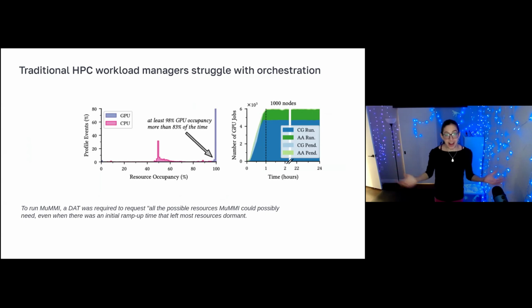So why didn't this work well? Well, it's not that it didn't work well, but why wasn't it optimal in terms of resource utilization with traditional HPC? The answer is because they struggle with orchestration. So in order to run MuMMI, a DAT was required to request all of the possible resources that MuMMI might need in its entirety of running time. And so what that meant, if you look in the plot to the right, is that there's an initial hour of ramp-up time where MuMMI couldn't use a large portion of the resources that it had allocated. So that means that the CPUs were sitting around like, hey guys, didn't we sign up to do science and great things, and I'm idle, I'm not doing anything. So if you look on the left, you'll see how this resource occupancy was in the pink. It's about 50% per CPU.